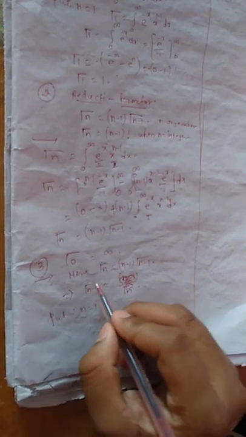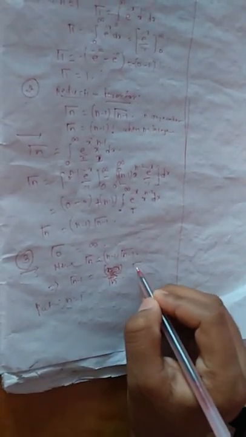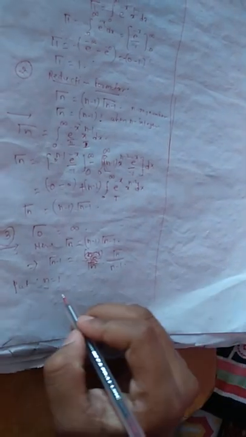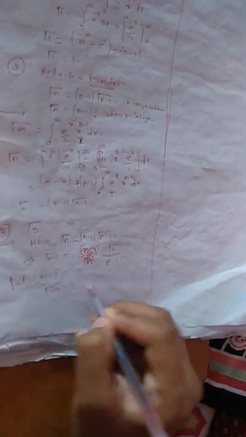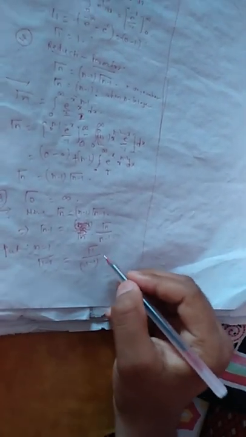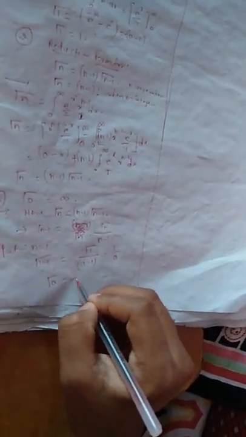We are finding the value of gamma n minus 1 is equal to gamma n upon n minus 1. Put n is equal to 1 in that equation. We write it as gamma 1 minus 1 is equal to gamma 1 upon 1 minus 1. 1 minus 1 is 0. Gamma 1 is 1, so 1 upon 0. 1 upon 0 is infinity. Hence the value of gamma 0 is infinity only.